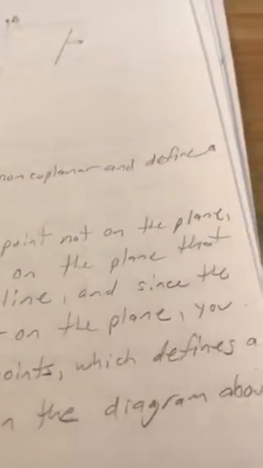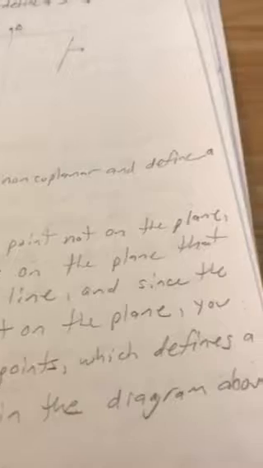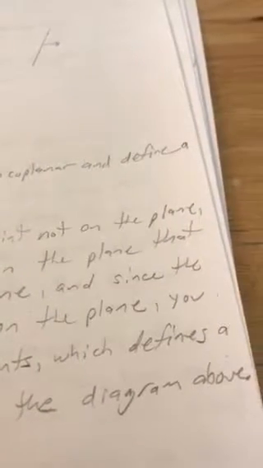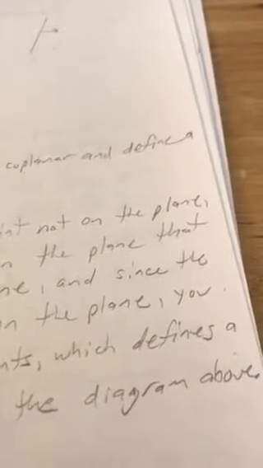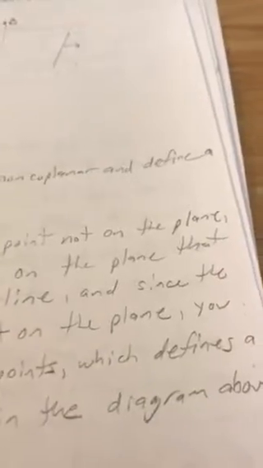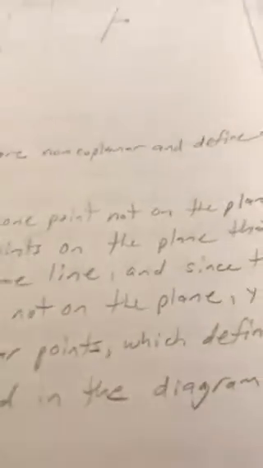So for 16, 4 non-coplanar points define a 3 space. I did a demonstration here, right there. And with one plane, for B, one plane and 1 point not on the plane, you can pick 3 points on the plane that are not on the same line, and since the other given point is not on the plane, you have 4 non-coplanar points, which defines a 3 space.